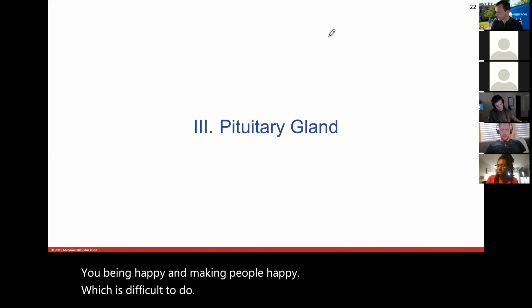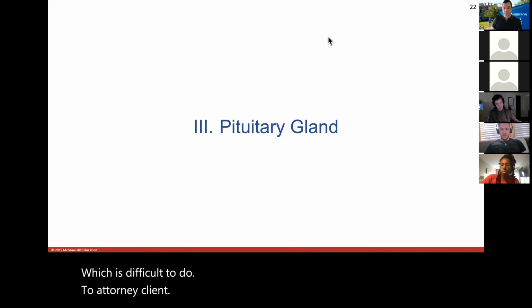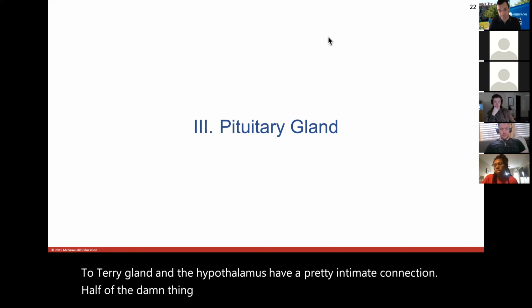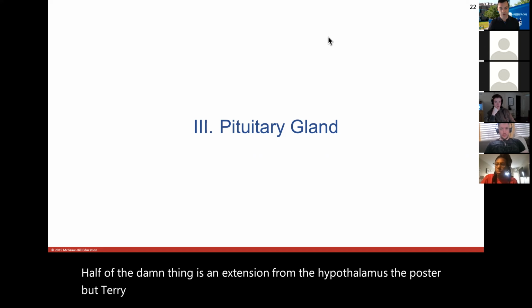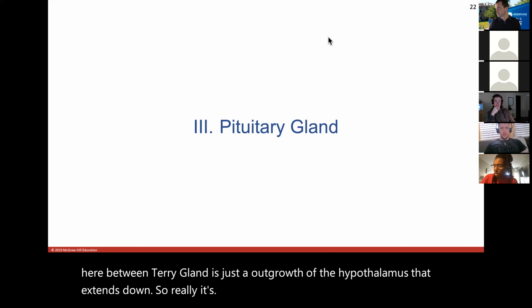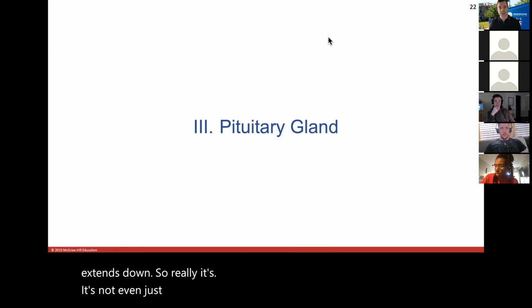Pituitary gland. The pituitary gland and the hypothalamus have a pretty intimate connection. Half of the gland is an extension from the hypothalamus. The posterior pituitary gland is just an outgrowth of the hypothalamus that extends down. So really, it's just an extension of tissue of the hypothalamus in the grand scheme of things.